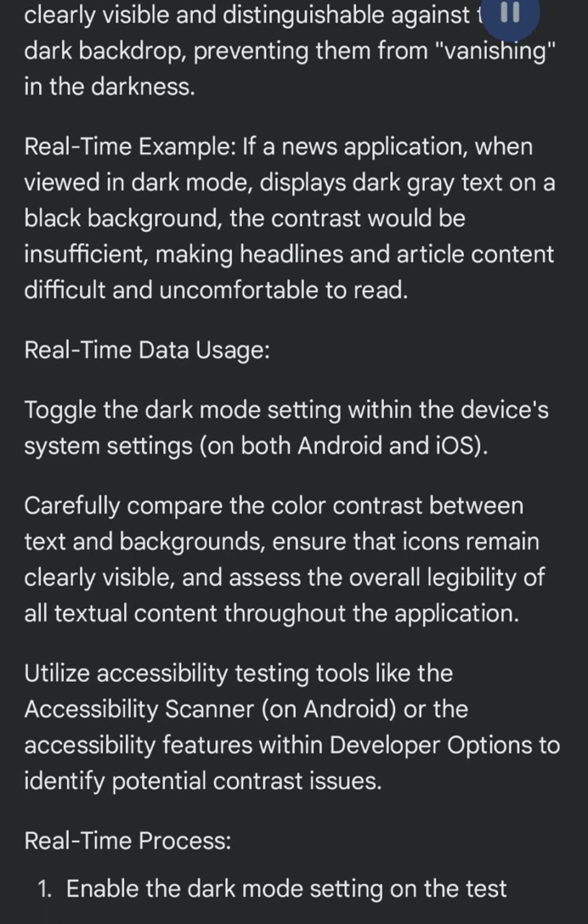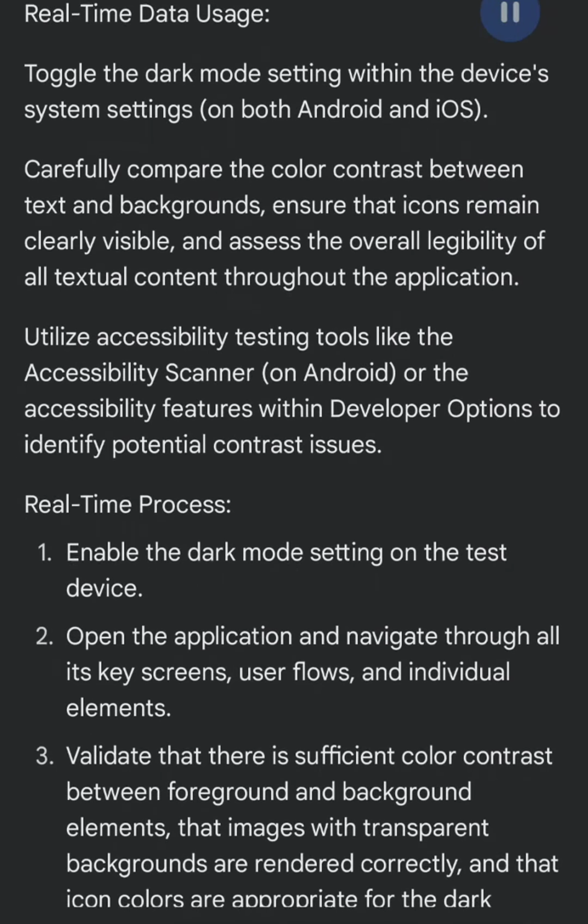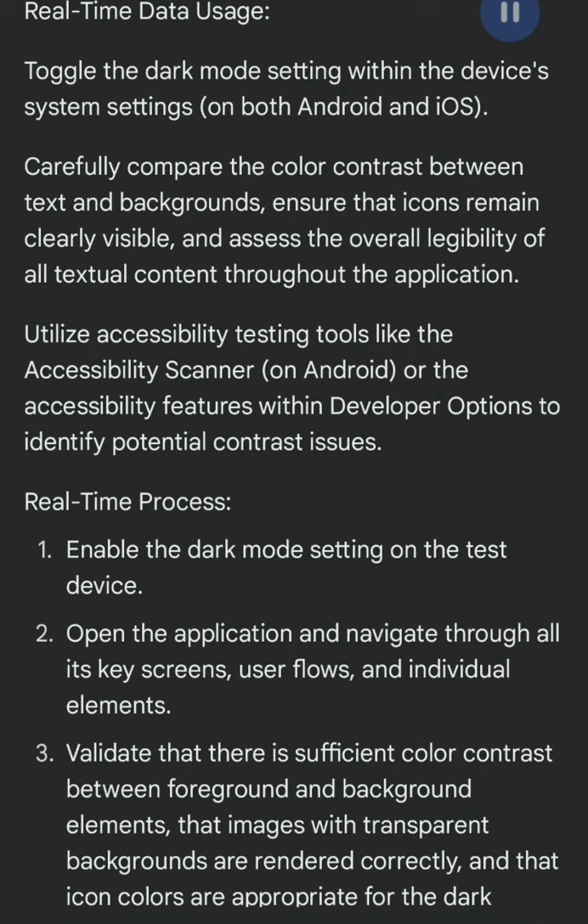Real-time data usage: toggle the dark mode setting within the device's system settings, on both Android and iOS. Carefully compare the color contrast between text and backgrounds, ensure that icons remain clearly visible, and assess the overall legibility of all textual content throughout the application. Utilize accessibility testing tools like the Accessibility Scanner on Android or the accessibility features within developer options to identify potential contrast issues.